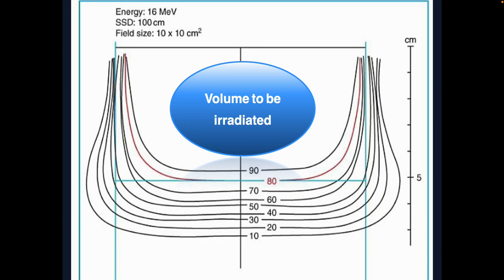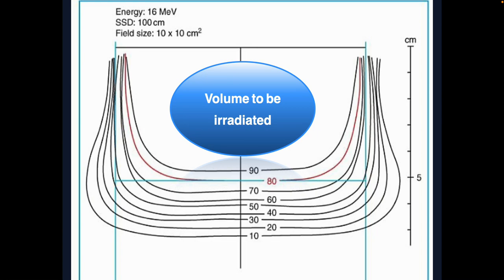by 3. So it's either you divide the nominal energy by 4 to give you the 90% isodose line depth, or you divide the energy by 3, which will give you the 80% isodose depth. For example, 16 divided by 3 will be 5.3, so it's very close, as you can see in the graph as well, to the 5 centimeter depth, 80% isodose line. And this is a very crucial and important point.